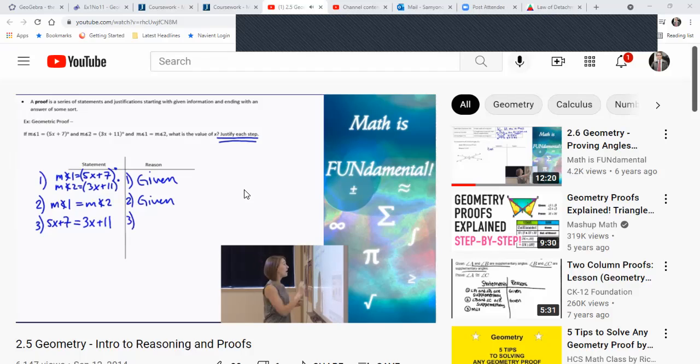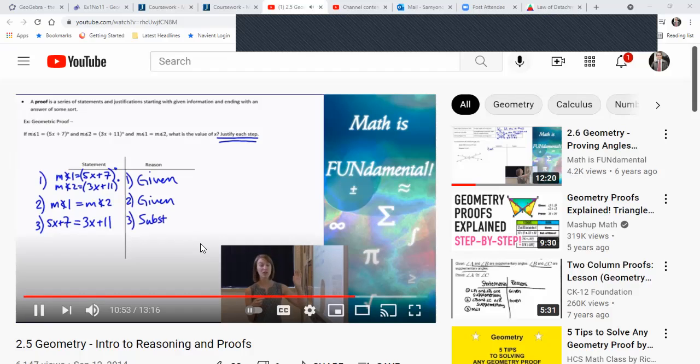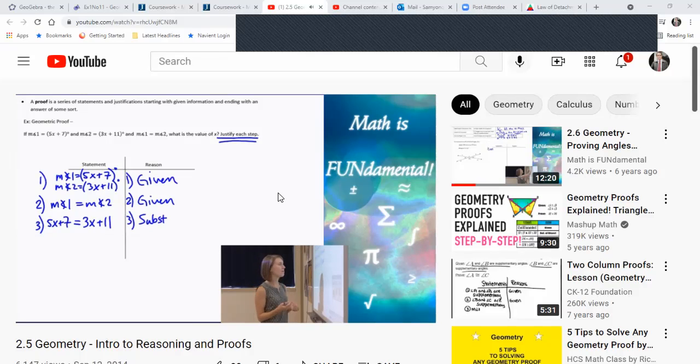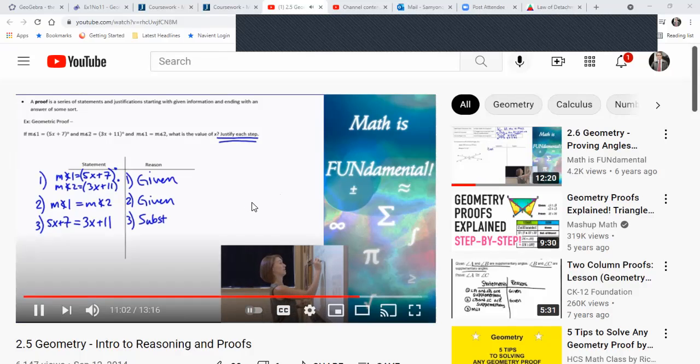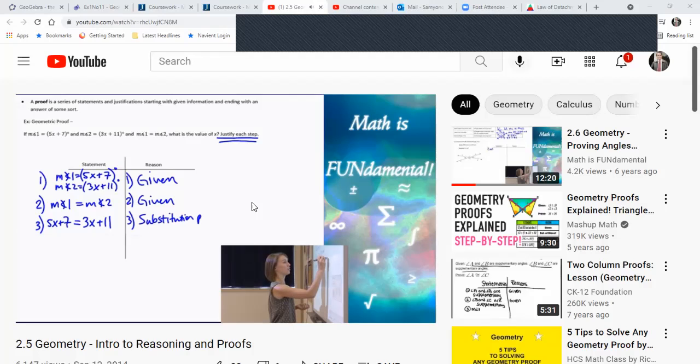Now here, because it's all equalities, we could use the transitive property of equality, or we could use the substitution property of equality. I'm going to use substitution in this case because I kind of did two different steps in one. I substituted 5x plus 7 in for measure of angle 1, and I substituted 3x plus 11 in for measure of angle 2. So with a couple steps at the same time, I think substitution is a little safer, but again, transitive property would also work here. Substitution property of equality. So we want to write property of equality, and we can symbolize that a little.